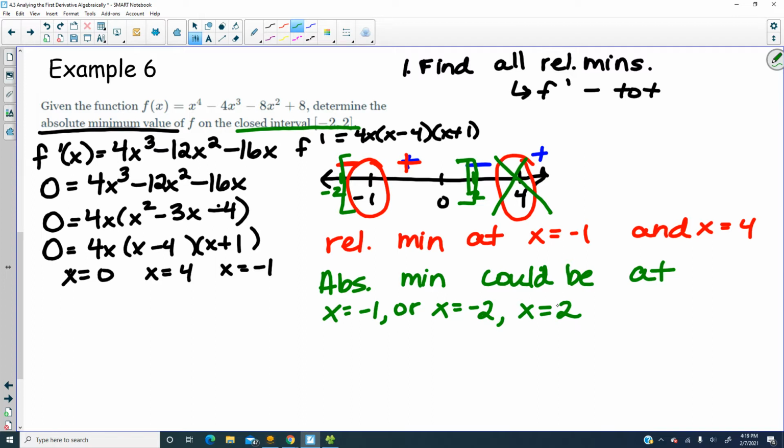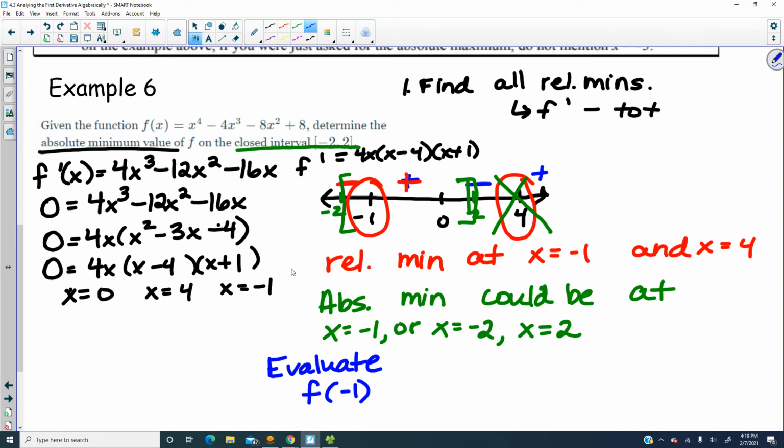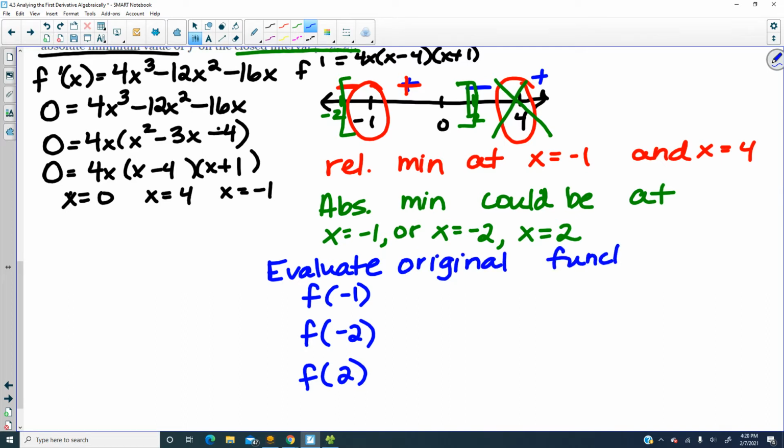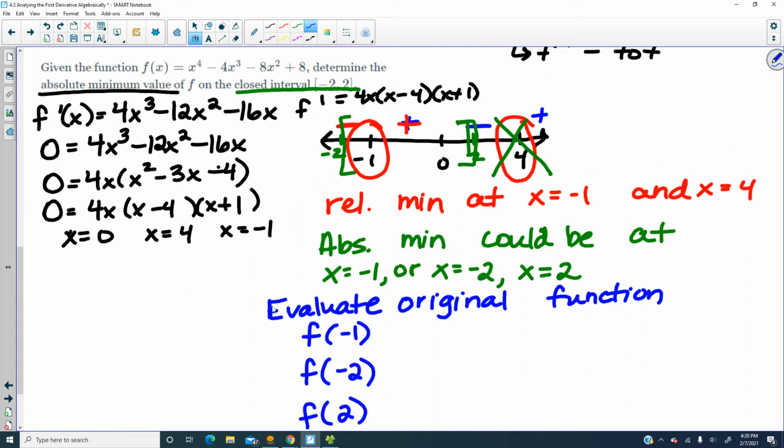So to figure out what that is, I need to evaluate f of negative 1, f of negative 2, and f of 2 to figure out which one is the smallest number. And notice I'm not evaluating f prime, I'm evaluating the original function. And my original function, once again, is right here. So I'm going to pause and find those values.